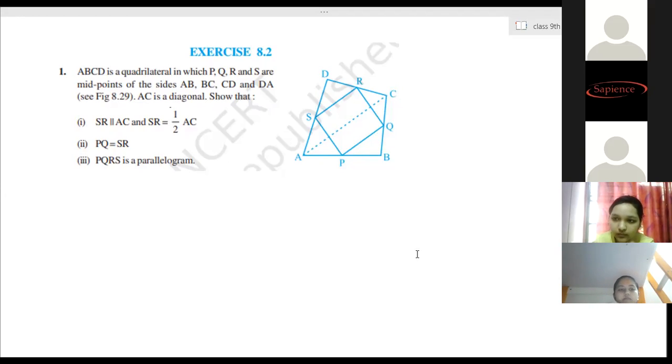Yes, ma'am. Ma'am, the converse of the midpoint theorem is: in a triangle ABC, the midpoint on side AB is D and on AC is E. Then one side will be equal and the other side will be parallel. That is the midpoint theorem.